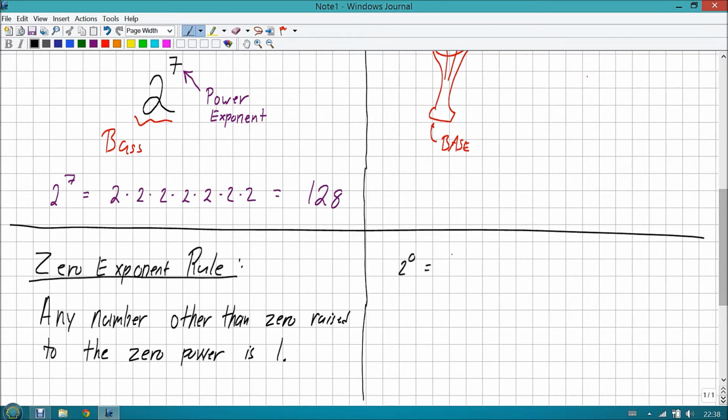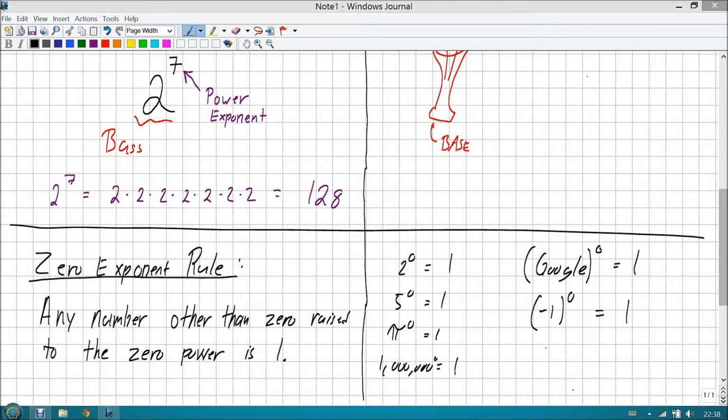2 to the 0 power. Yeah, that's 1. 5 to the 0 power. Yep, that's 1. Pi to the 0 power. Still 1. A million to the 0 power is 1. How about Google to the 0 power? Yep, that's still 1. So no matter what number I choose, whether it be rational, irrational, positive, negative, doesn't really matter. Okay, so we'll do a negative number. Negative 1 raised to the 0 power, yeah, that's 1. Note that the negative 1 happens to be in parentheses, because order of operations, right?